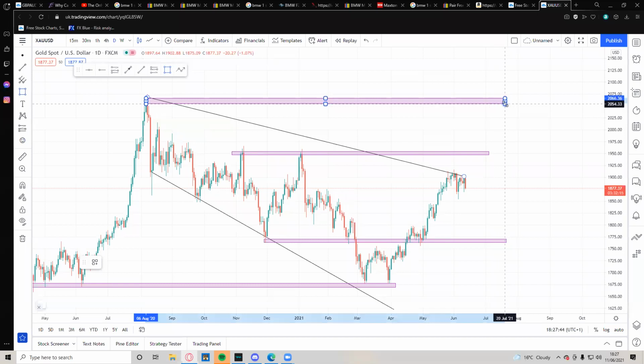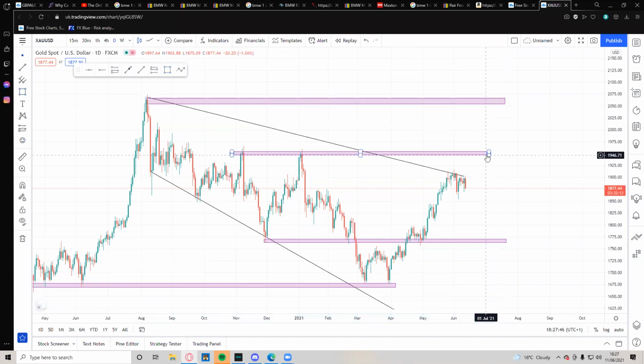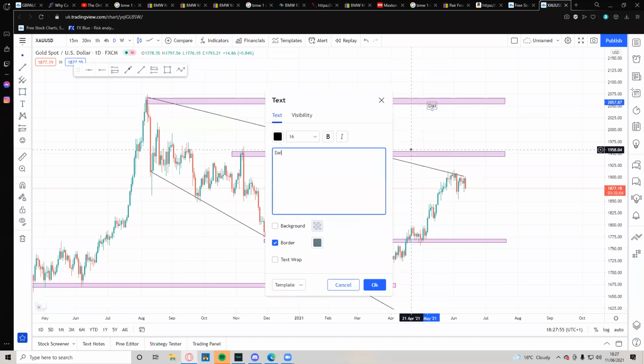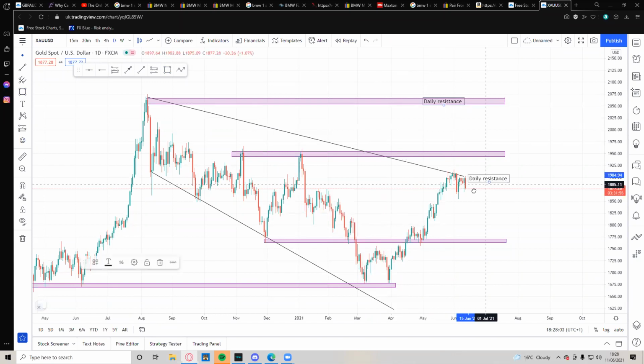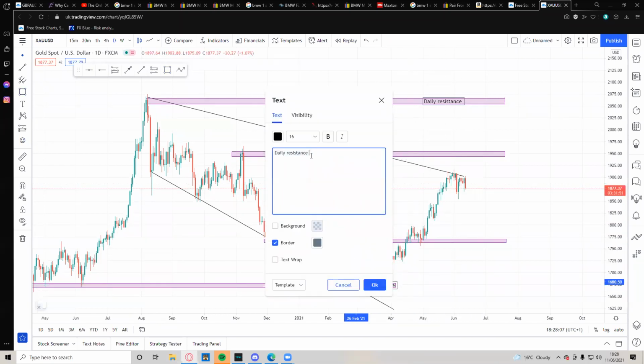Okay, and what you can do to help yourself is label these areas of support and resistance by their time frame. So if you want to know that this is a daily support or daily resistance, mark it as daily resistance, so when you dive deeper, you know what you're looking at, right? So I'll put a daily resistance over here. I'll put a daily support down here.